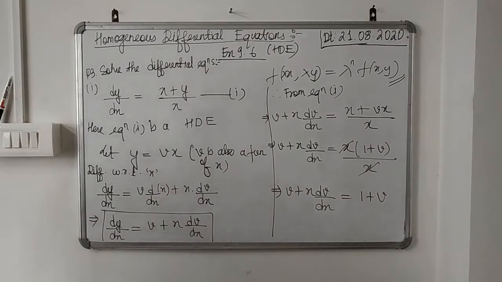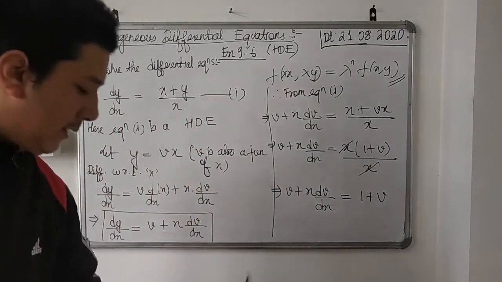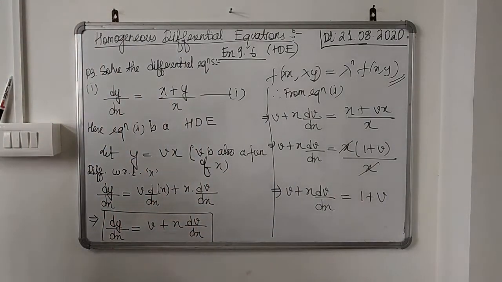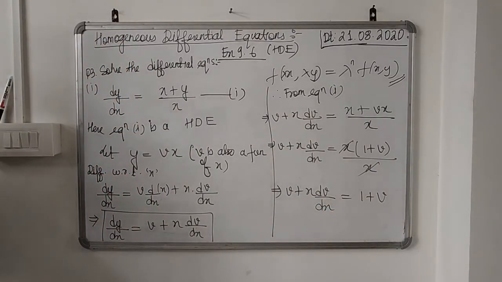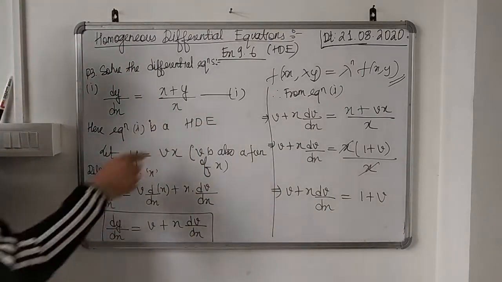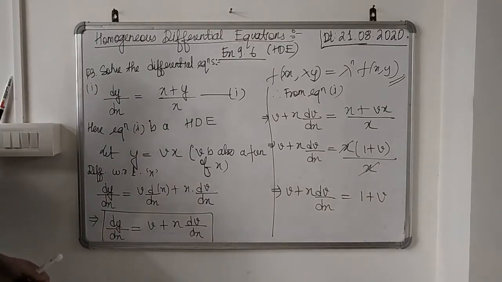So far I'm getting this much. Now the next step is easy. We can cancel v and v on both sides. I hope this is clear. Please pause the video and note it down.